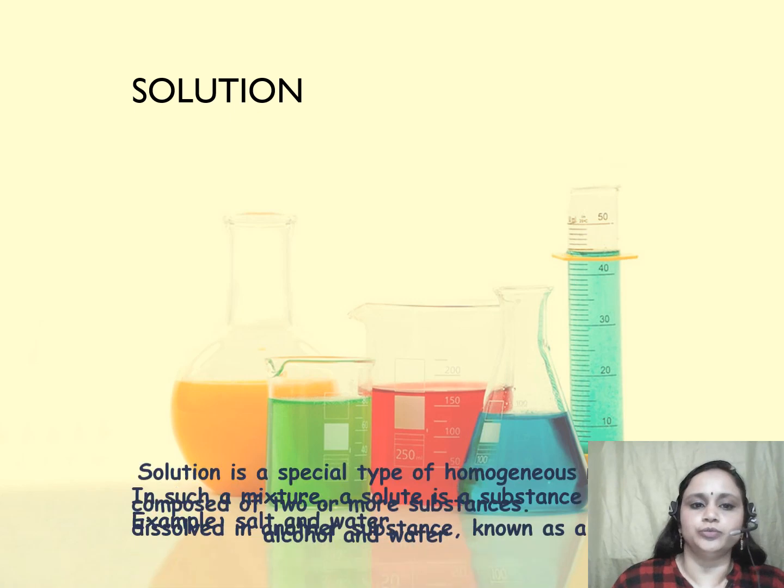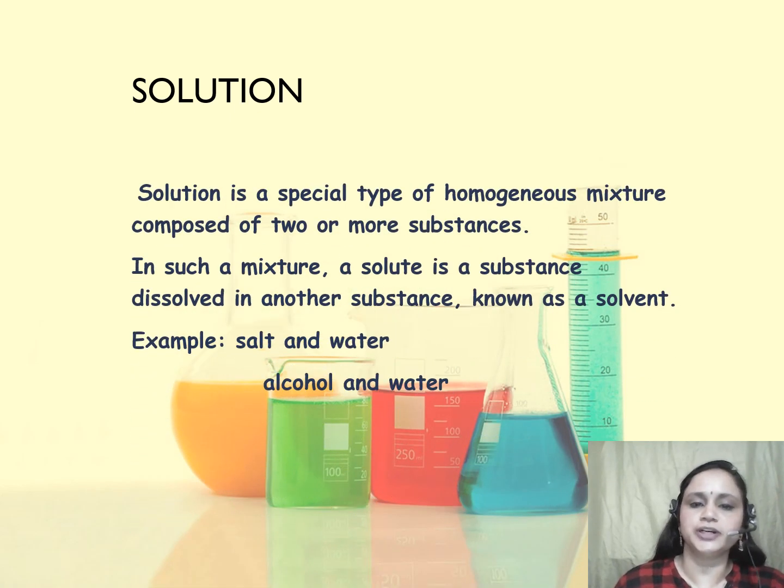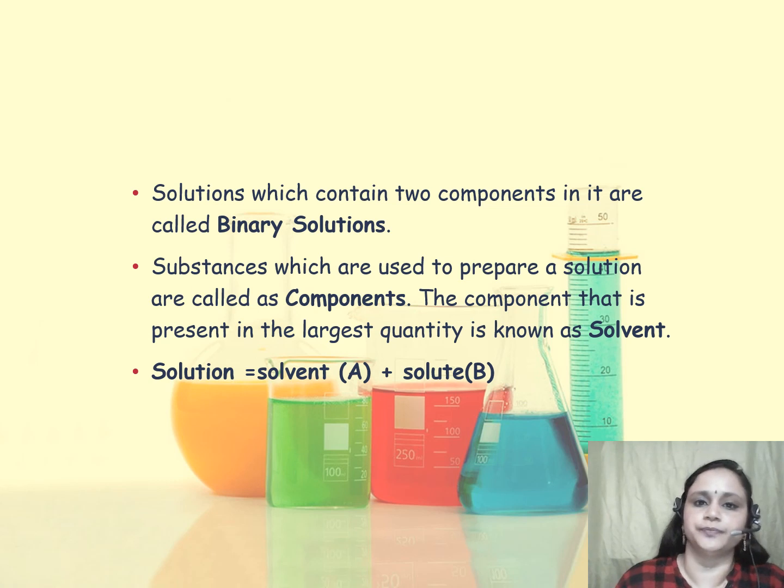We already know that solutions are special types of homogeneous mixtures which are composed of two or more substances. In each of these mixtures, a solute is a substance which is dissolved in another substance. The solute is in lesser quantity, whereas the solvent is in more quantity. For example, the mixture of salt and water is considered a salt solution.